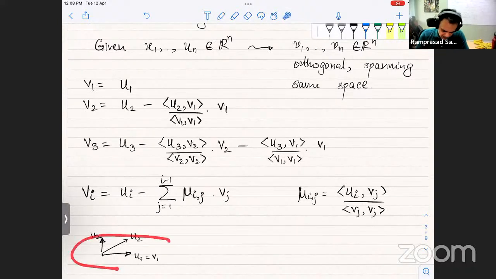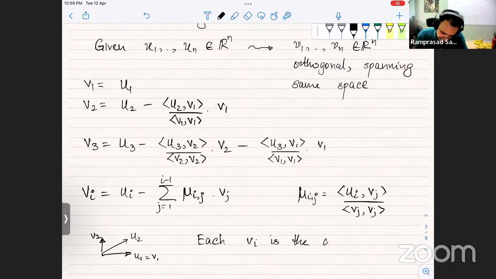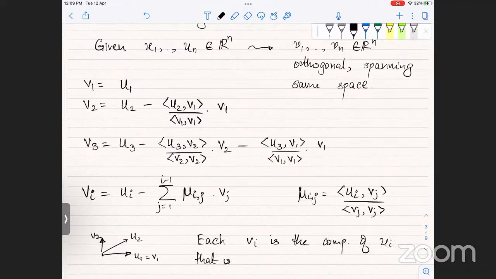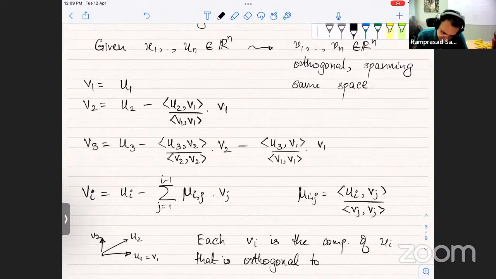And now this is our space that we currently have. Now imagine a third vector coming in. We basically say, I don't care about this vector in its entirety. I only care about the orthogonal component of this vector with respect to the space that I currently am in. So in some sense, each Vi is the component of Ui that is orthogonal to the span of U1 through Ui minus 1.